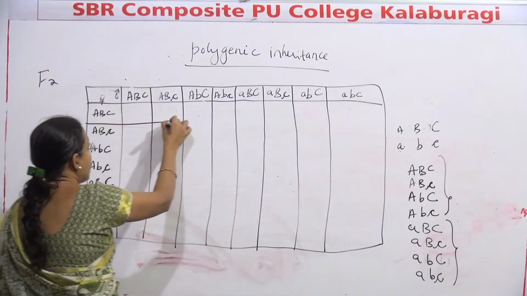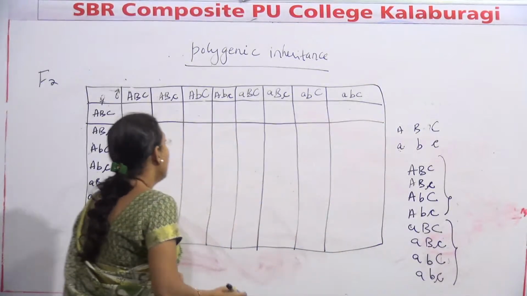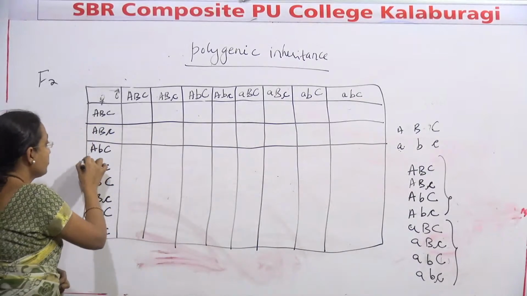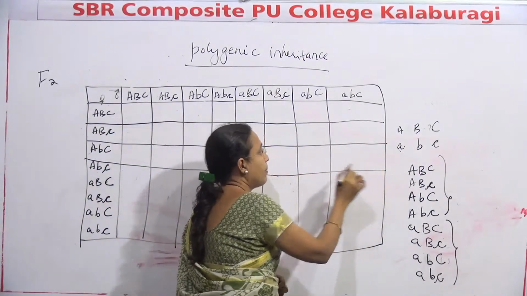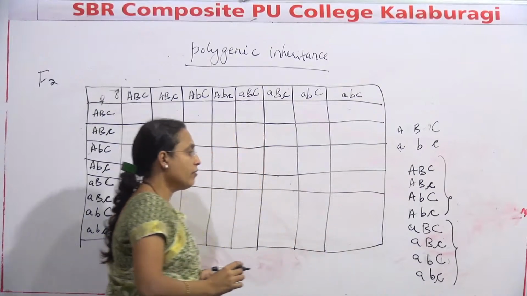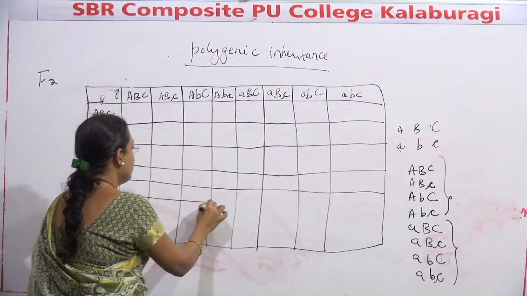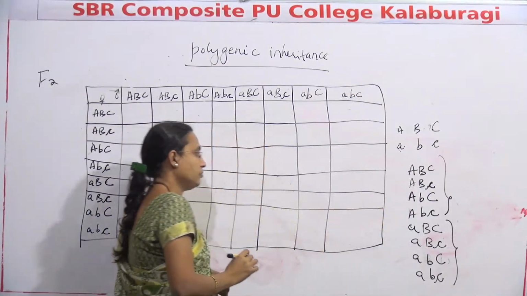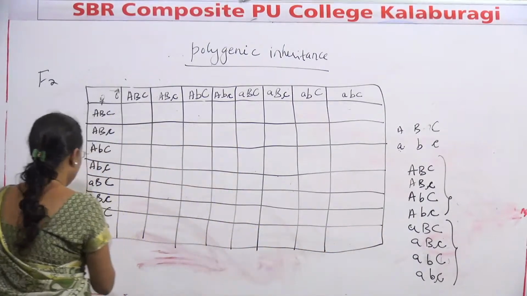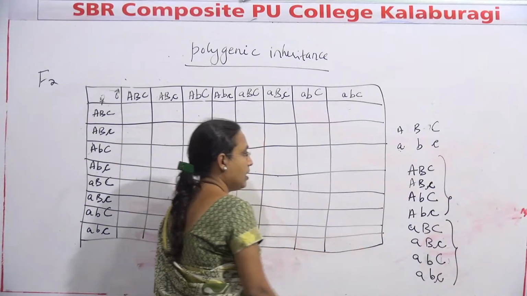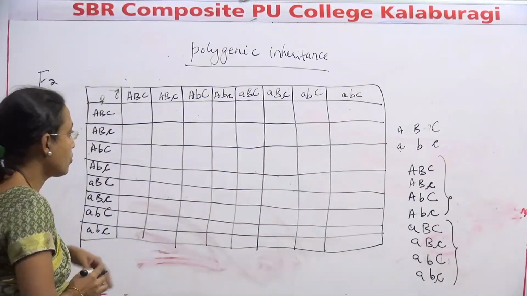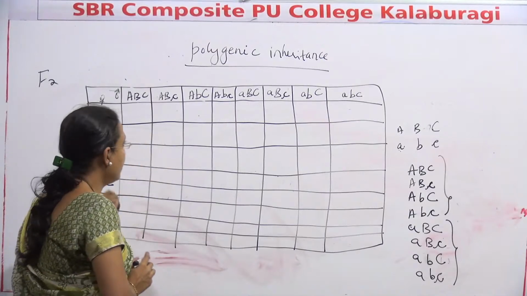So here also a total of 8 gametes. So this is the Punnett square for 8 gametes. So male 8 gametes, female 8 gametes. Therefore, the total number of offspring will be 64. So this is the Punnett square for the polygenic inheritance.